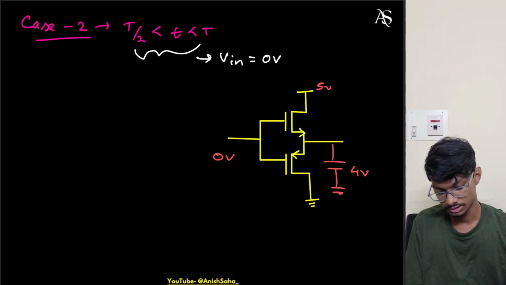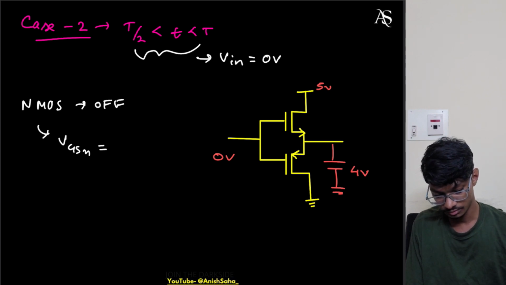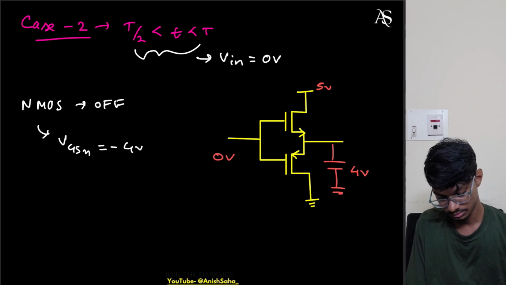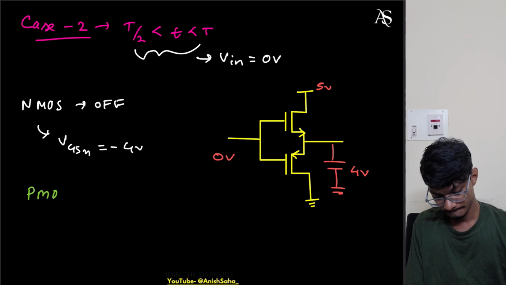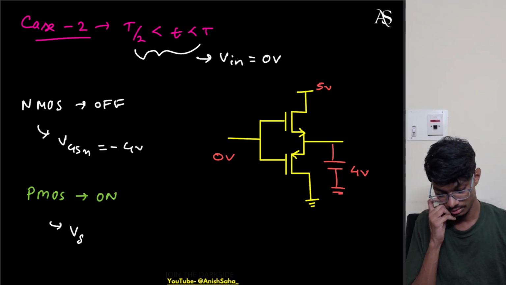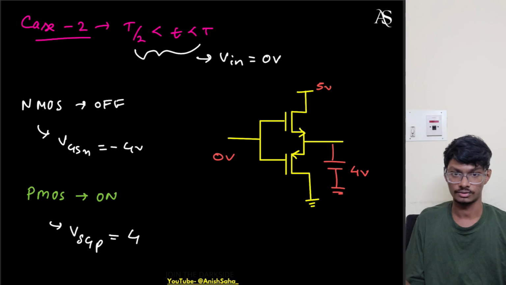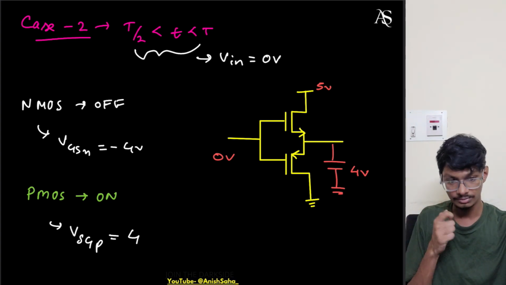Simple. Still, I'm writing: NMOS off, VGSN equals minus 4 volts, and PMOS on, VSGP equals plus 4 volts. So that's why this is on and this is off. Now, is this PMOS in saturation?